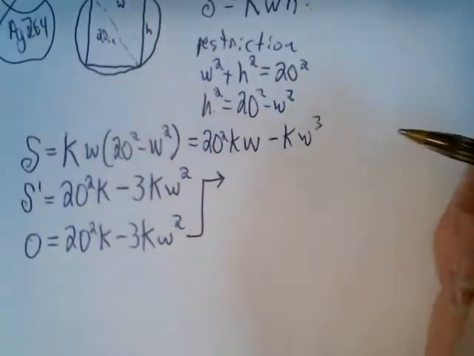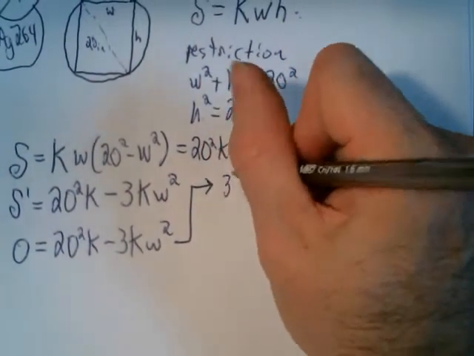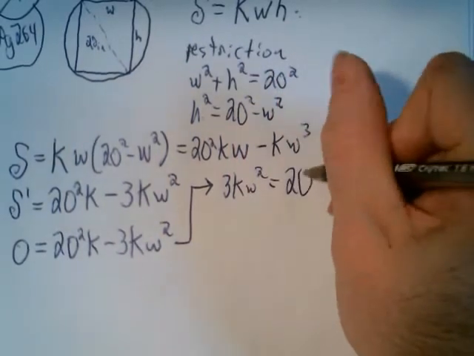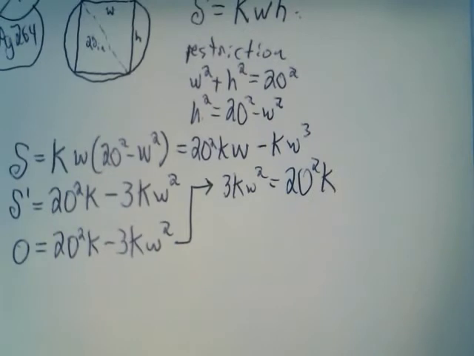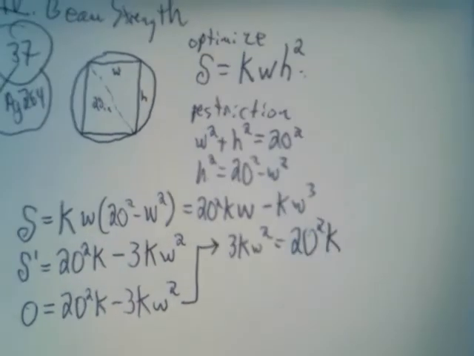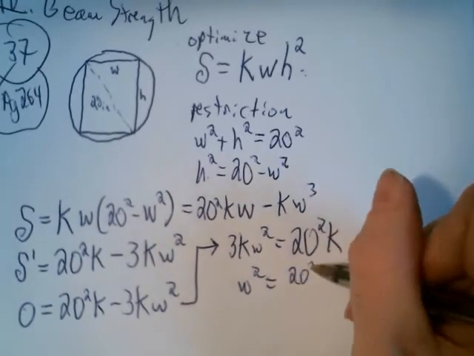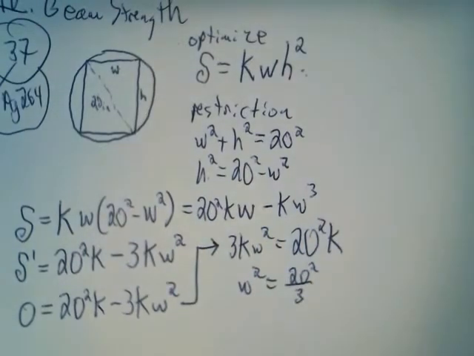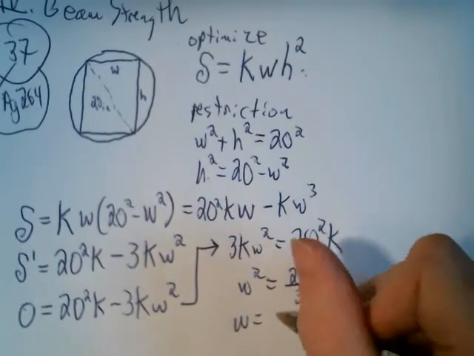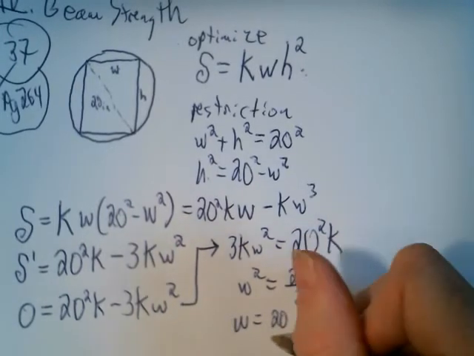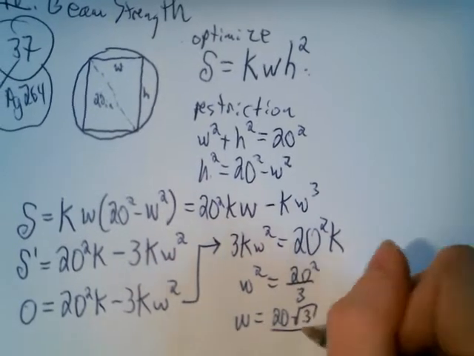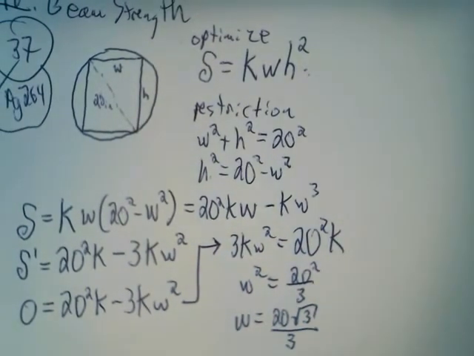Let's move the W squared to the other side. So 3KW squared equals 20 squared K. And the constant turns out not to matter. Okay, so it will divide out. So you have W squared equals 20 squared all over 3. Take the square root of both sides. We don't care about the negative root. We just want the positive. Square root of 20 squared is 20 all over the square root of 3. So if you'd rather, 20 root 3 all over 3 for the width. I'm not sure what the dimensions are. Inches. Okay.